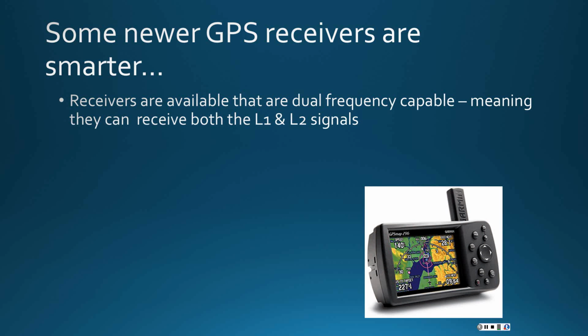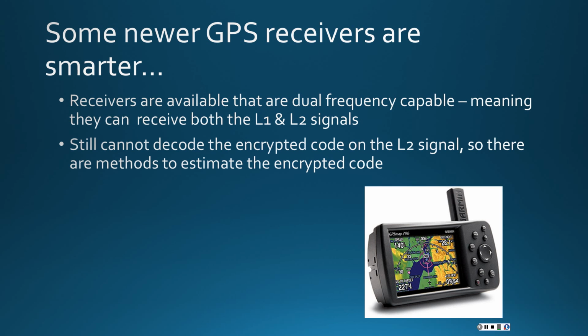Some newer GPS receivers are dual frequency capable, meaning they can use both the L1 and L2 signals. However, these receivers have to use tricks to use the L2 signal. With being able to use both of these signals, the receiver is then allowed to correct for ionospheric effects, which we will talk about later.